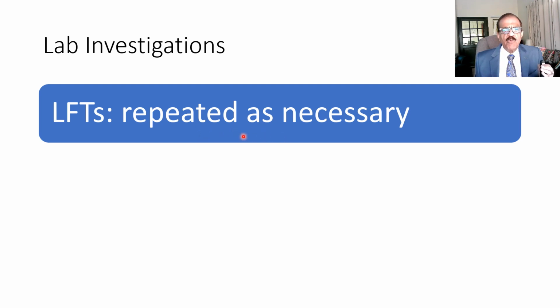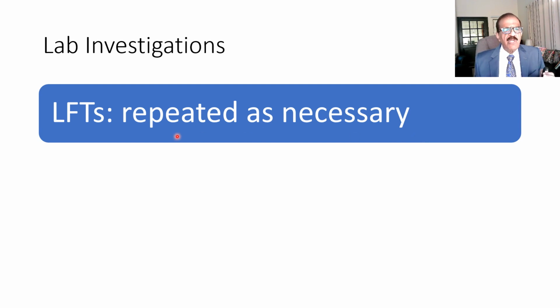I am not very keen to repeat this test very frequently. In fact, I mostly discourage the patient from repeating the test very frequently because you don't get any additional information. Only when you suspect some complication, or sometimes after several weeks, just to be sure that recovery has started, you will do the test again.